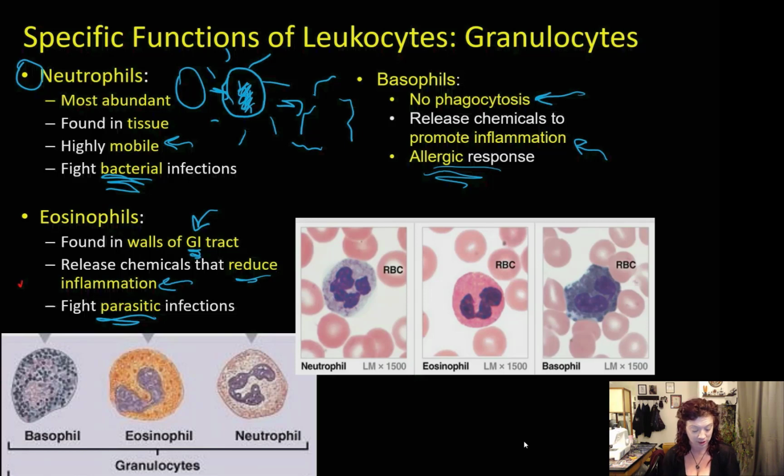So again, remember, you need to be able to identify what these guys look like from images of slides. Remember too that the giveaway telling you that these are granular leukocytes is here in the cytoplasm. It's all of these tiny little dots, these little crystal looking grains.